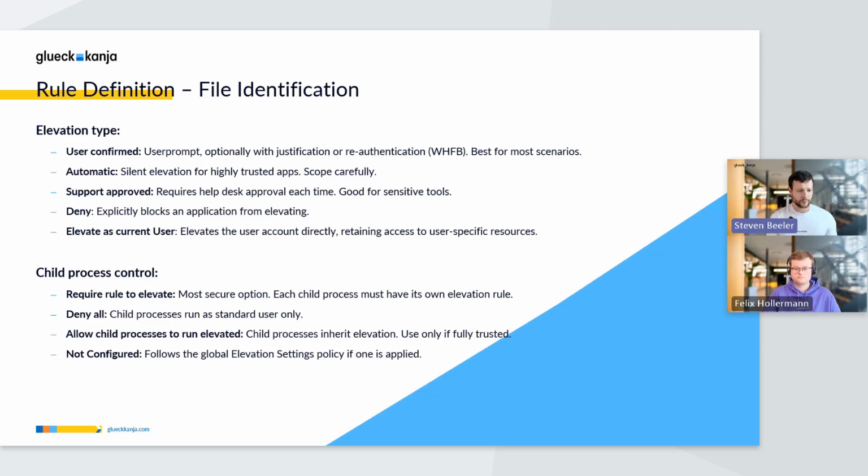Then the next one would be, of course, deny all child processes. Yes, this speaks for itself. You can also allow all child processes. We don't really recommend this, only if you really, really trust the application. And then there's another setting, which is set it to not configured. What this does is, basically, it will go and look at the global elevation settings policy, see what is defined there, and handle the child processes based on those settings.